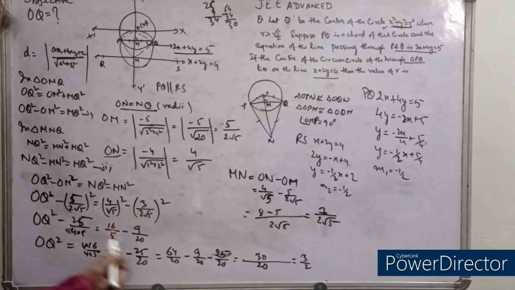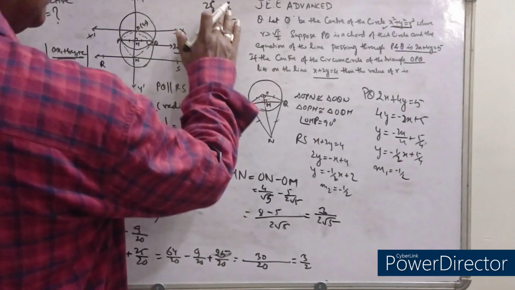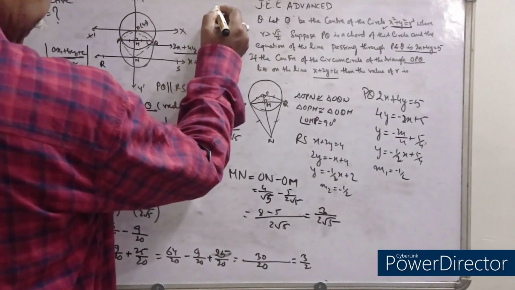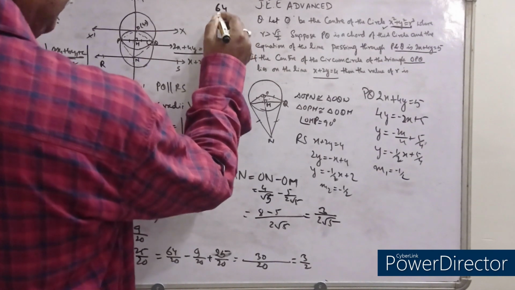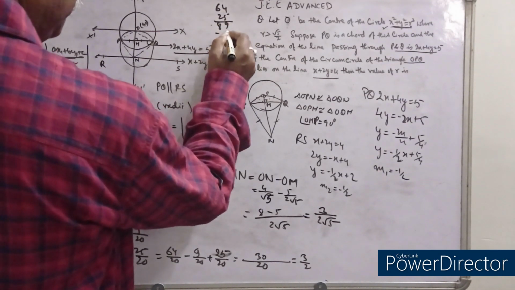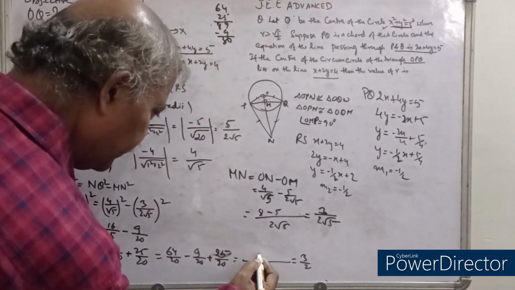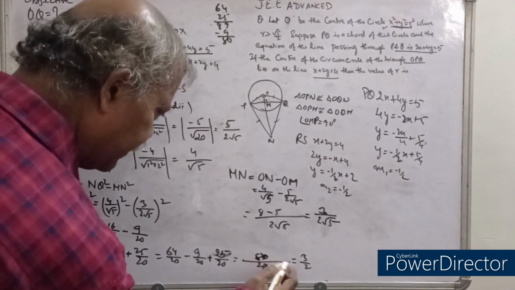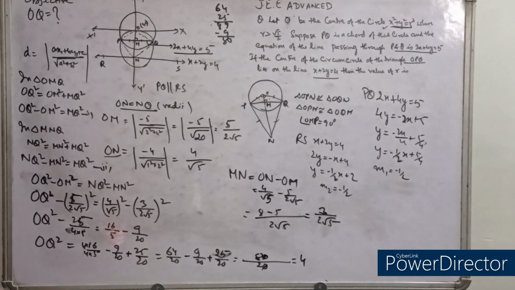See, this minus, when it goes this side it will be plus. So here this becomes how much? 64 plus 25 is 89, minus 9, that is 80. So this will be 80 by 20, the zeros cancel out, so this will be 4. So here your OQ will be how much? 2. So this is your answer.